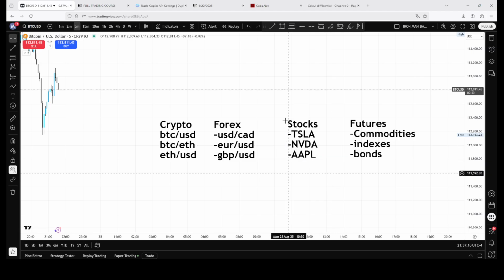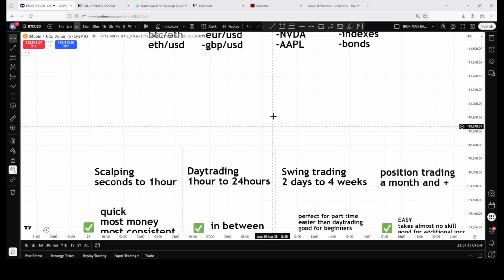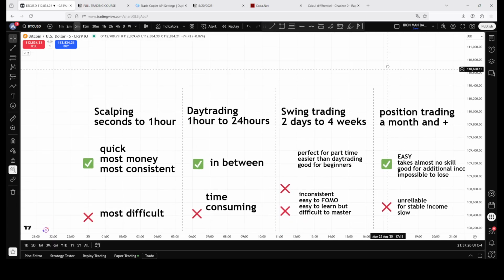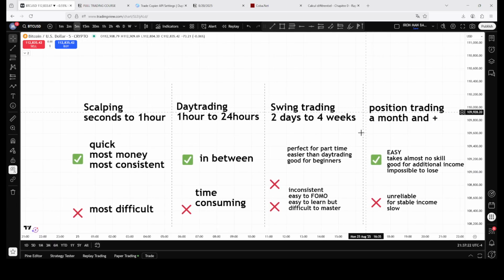So this is for our first part. So those are the different asset classes. Feel free to take a screenshot or take notes. Now we're going to go to the difference in types of trading. So let's just start from the left and go to the right.